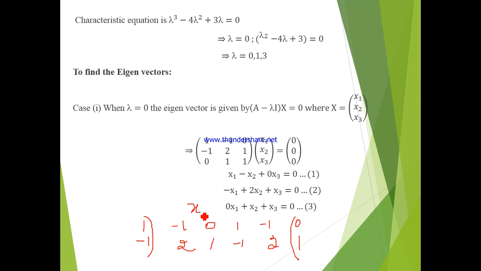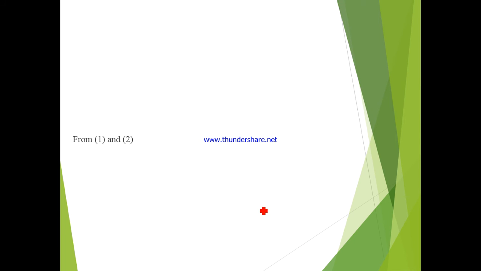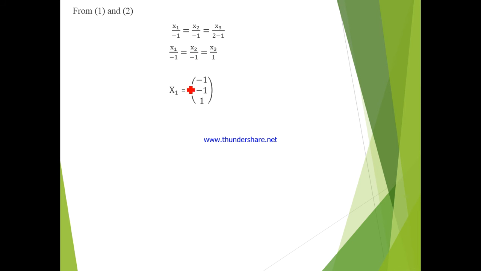So we can get the x1, x2, x3 values. x1 divided by minus 1 minus 0, x2 by 0 minus 1, x3 by 2 minus 1. We get x1 by minus 1, x2 by minus 1, x3 by 2 minus 1. So finally the capital X1, the corresponding eigenvector for lambda equal to 0, is minus 1, minus 1, 1.